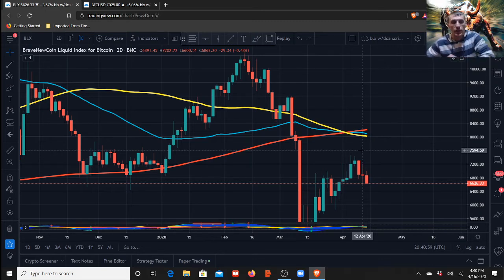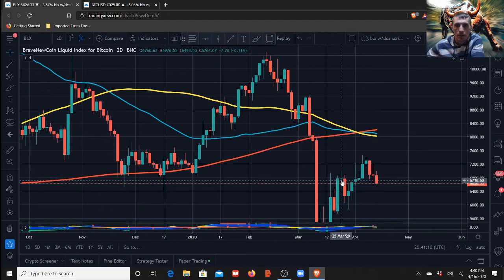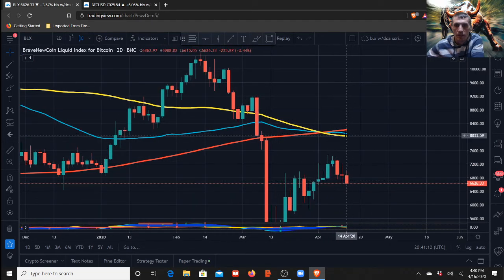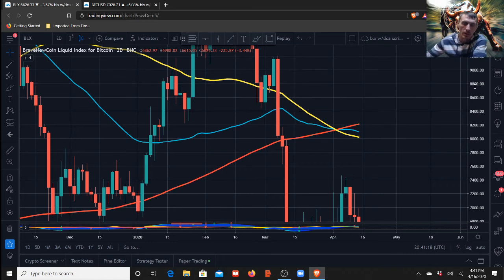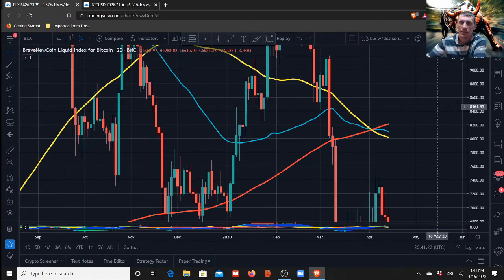This is on a 2-day, so I mean, yes, we did get a nice little spike back up to 7,000 here, but it's definitely possible that we could go back down. We crossed this 100-day. It's looking like it's going to. We are curving to the downward side, so it does look like it's going to be a textbook death cross. Be aware of it, guys.